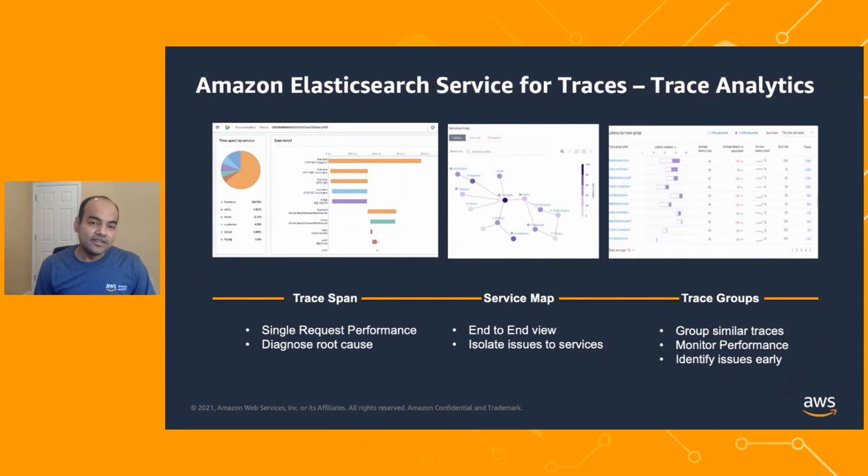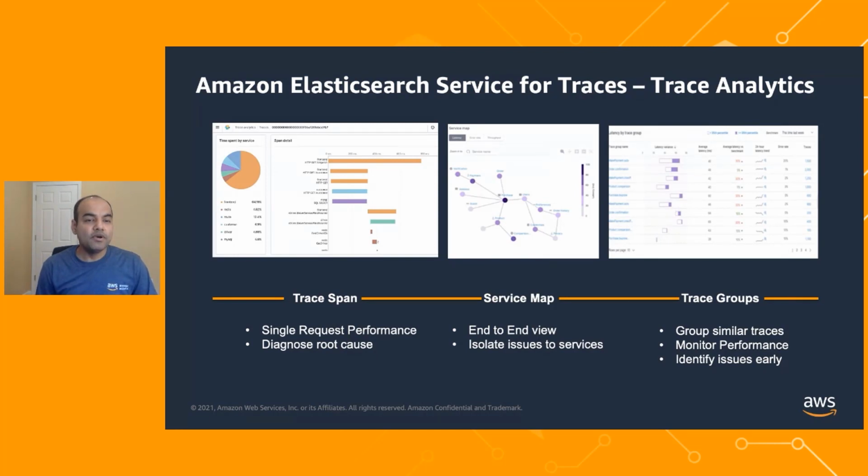For the visualization, there are 3 top features which I want to talk to you about. One is the trace span. This shows you the lifespan of a trace. Second is the service map. Trace analytics with Amazon Elasticsearch automatically creates a service map showing how your systems are connected. The last is the trace group, where you can group similar traces to look at, for example, what is happening to my login processes. You can club those into one group and look at how they are performing.